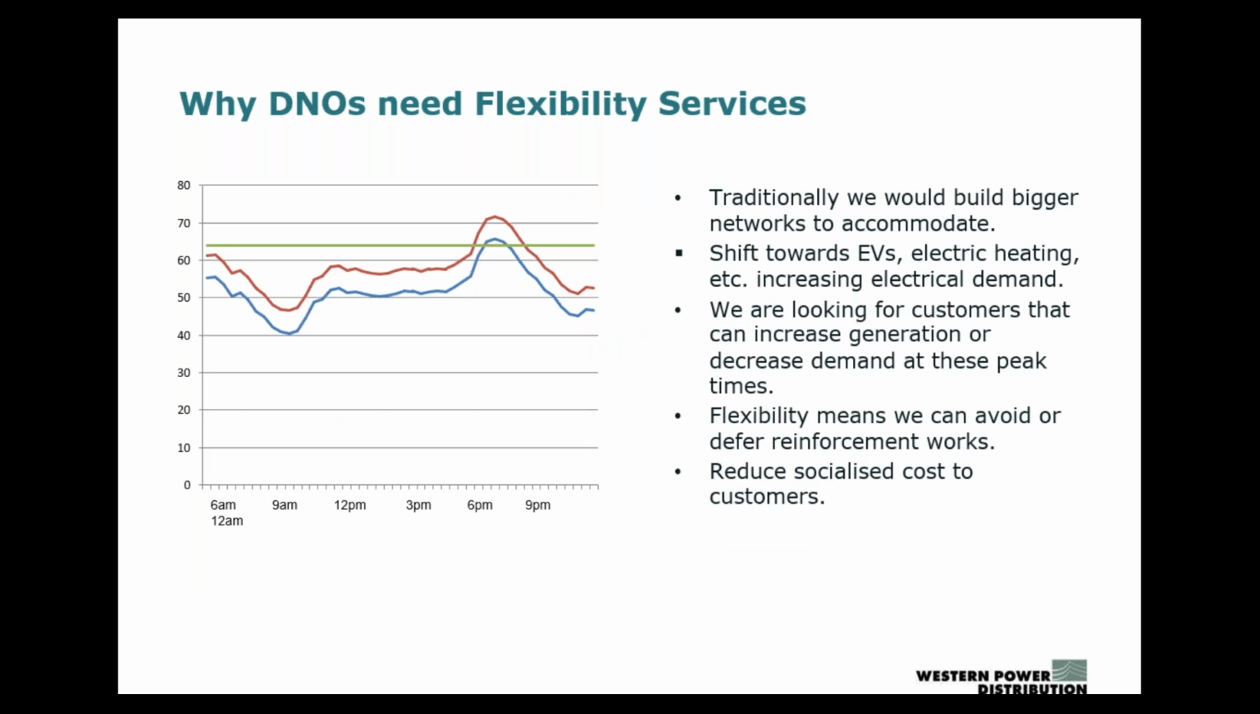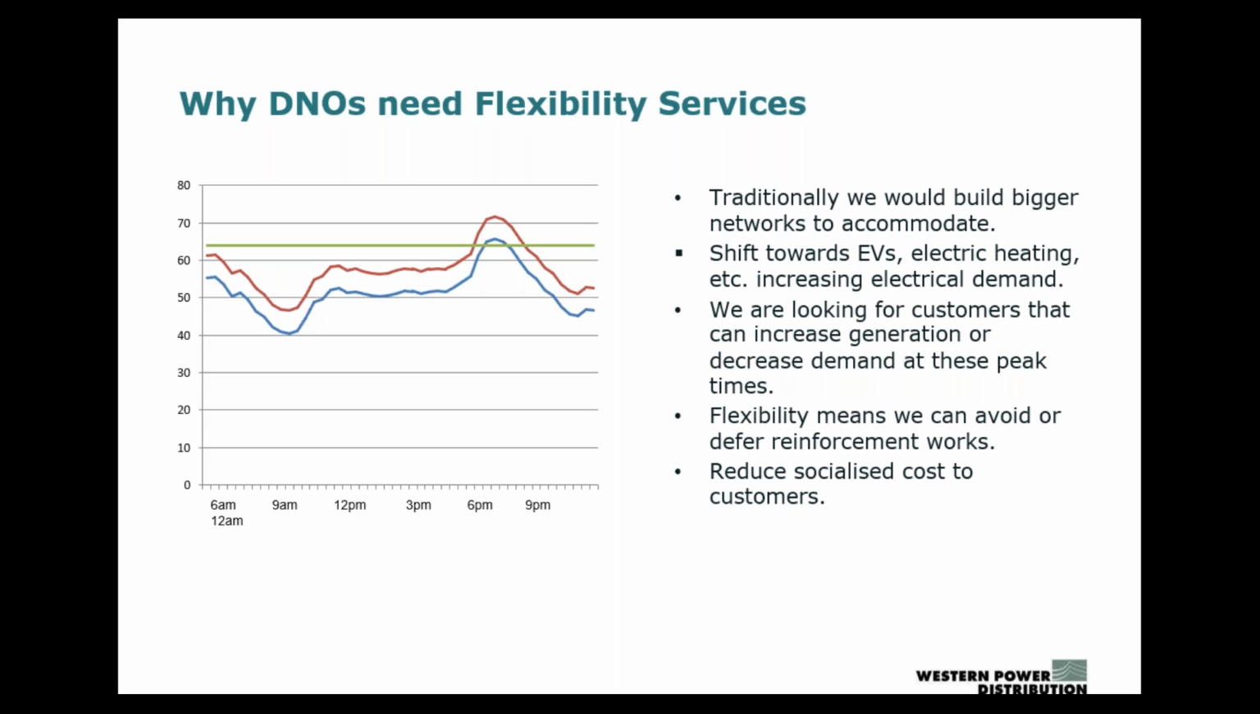So why do DNOs need flexibility services? So the graph on the left-hand side there is showing a demand profile on a piece of equipment on our network, a transformer, say, and the green line on there is the firm capacity of that piece of equipment. And as you can see, the blue line is showing a demand profile that we might see in today's scenario, and at peak times of the day between sort of 5 p.m. and 7 p.m. it's exceeding the capacity of that piece of equipment on the network.